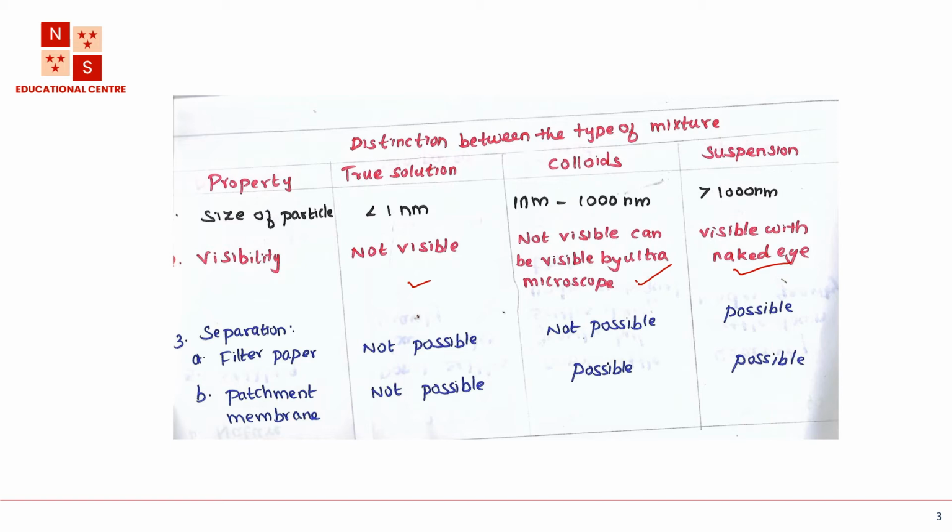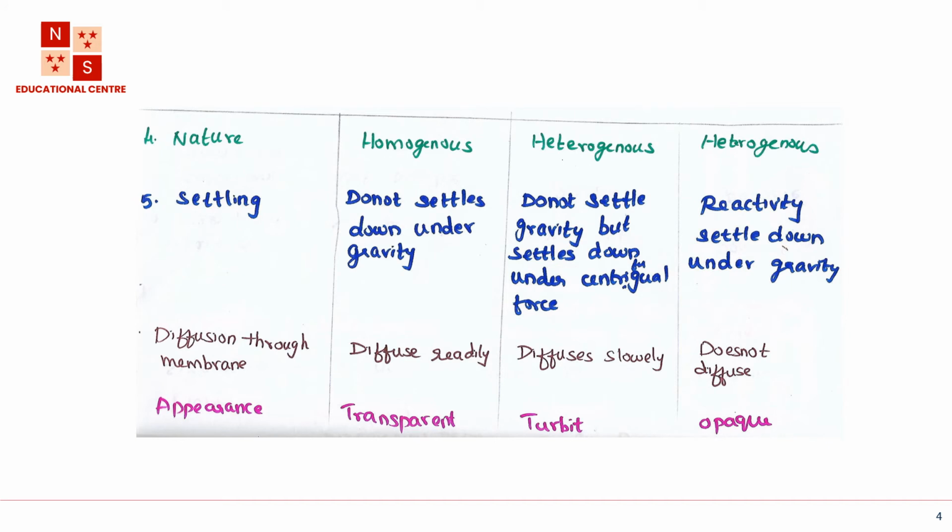So what about separation? How can they be separated? The true solution cannot be separated. It is not possible to separate it using filter paper, but the suspension can be filtered by a filter. And what about the parchment membrane? The true solution cannot be separated even by the parchment membrane, while the colloid can be separated by the parchment membrane, and so can the suspension. And what about the remaining differences? The true solution is homogeneous, colloids are heterogeneous, and the suspension is also heterogeneous.